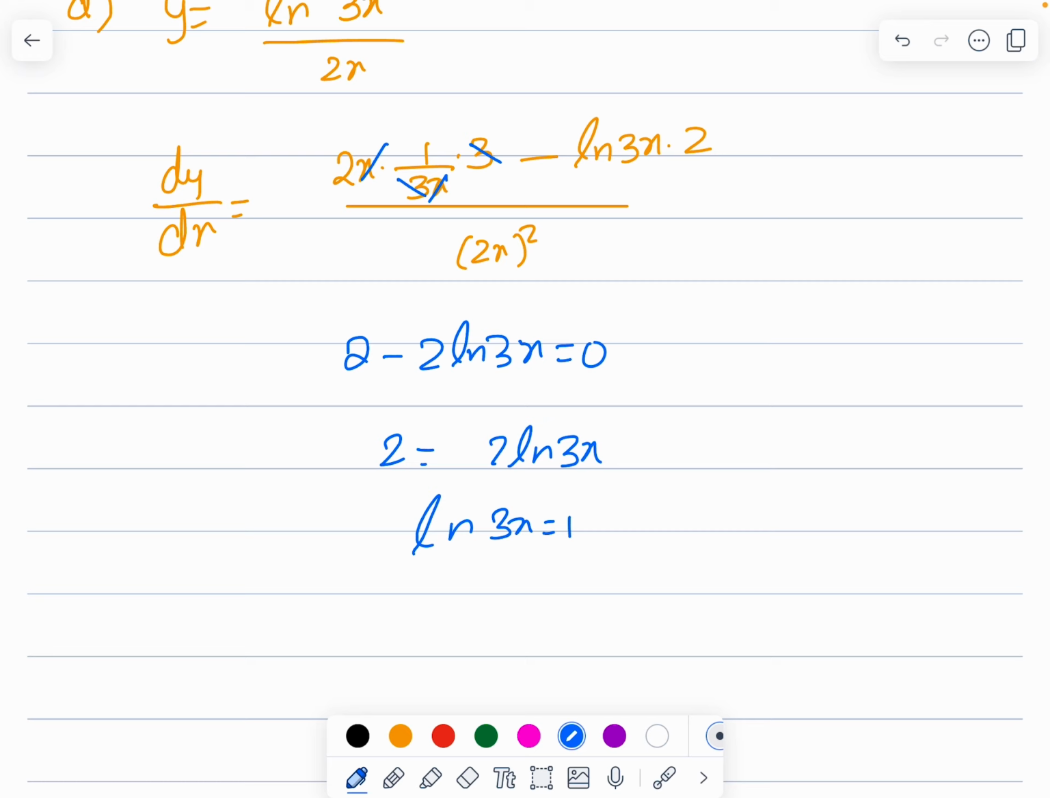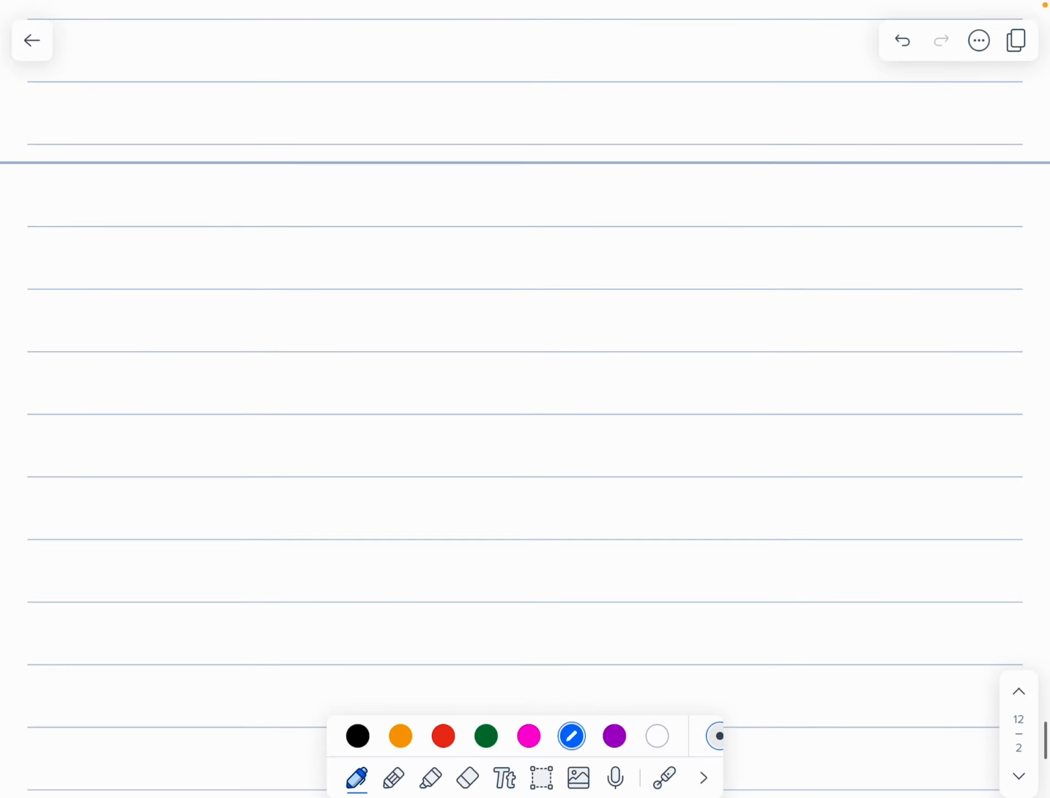So when is ln 3x equal to 1? So 3x equals to e, x equals to e upon 3. Plug in that e upon 3 in the question. Directly I'm writing that answer. You should be getting the y value as 3 upon 2 e power negative 1. Then that was question number D. Now question number E.